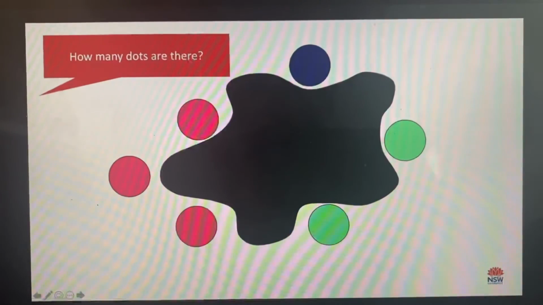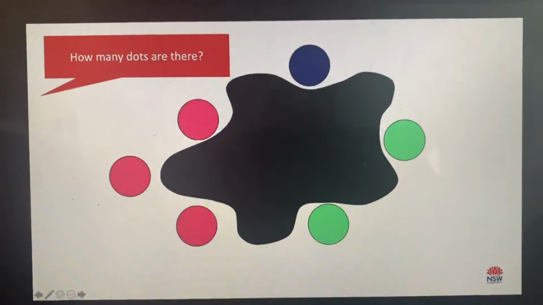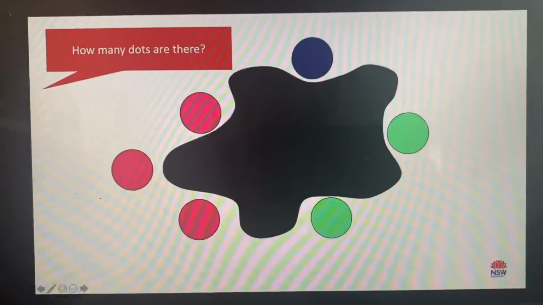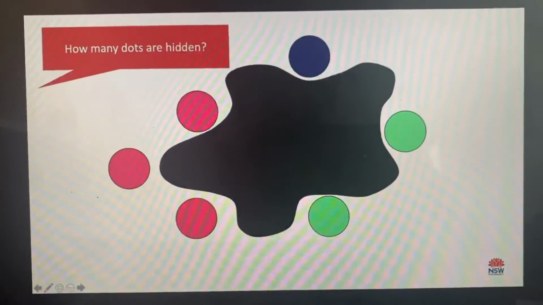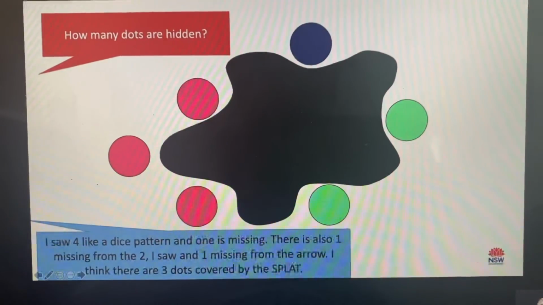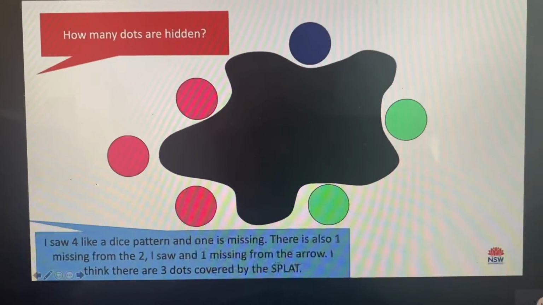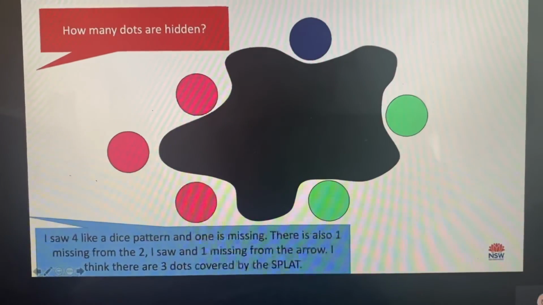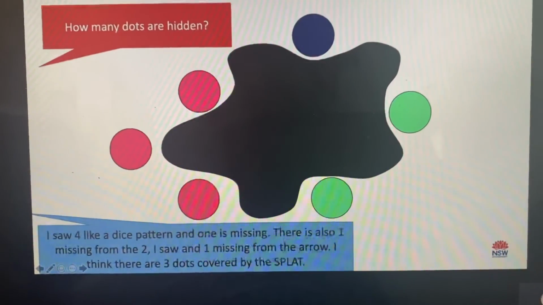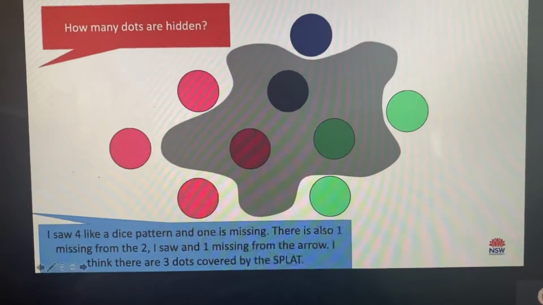So then when the splat comes, and we're thinking about how many dots are hidden, we can also start thinking about how we saw the collection of 9, the chunks that we saw, and how we can reason our way into determining how many we're missing by thinking about those chunks. In this case, I saw 4 on a dice pattern and one of those dots is missing. I saw 2 blue dots at the top and one of those is missing. And I saw 3 as an arrow and one of those dots is missing. And so that's 3 missing dots. We can unshade it a little bit so that you can see this here.